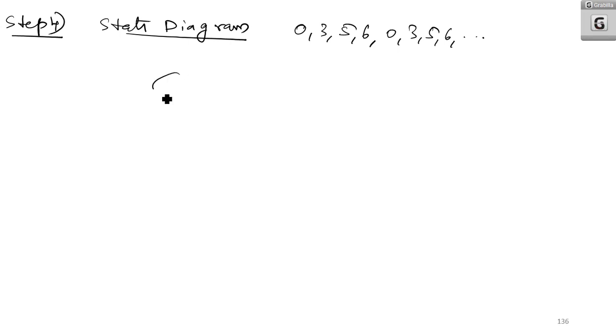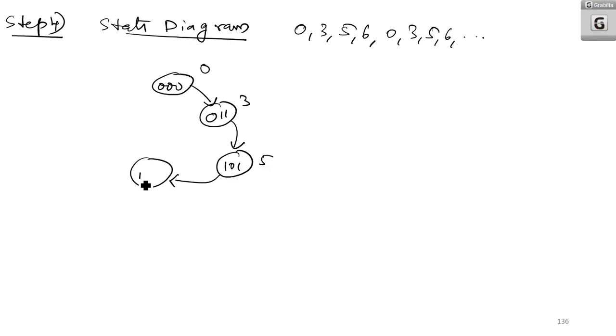So first is 0. That is 0, 0, 0. Next state is 3. 3 is 0, 1, 1. Then comes 5. 5 is 1, 0, 1. Then comes 6. 6 is 1, 1, 0. Then comes 0. Okay. So this is the basic state diagram.